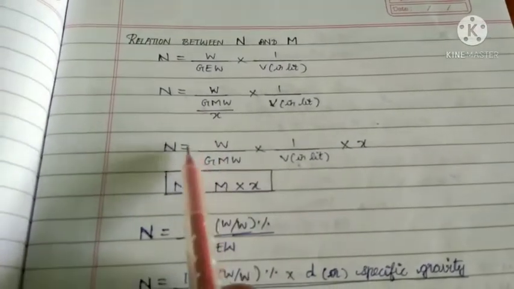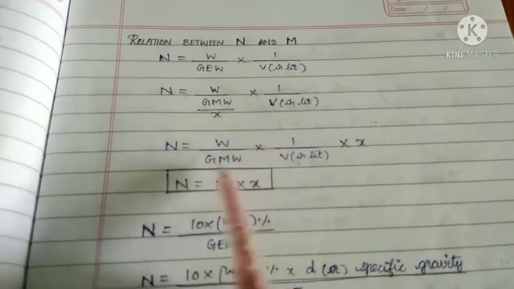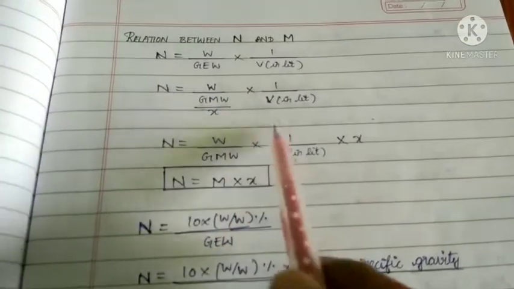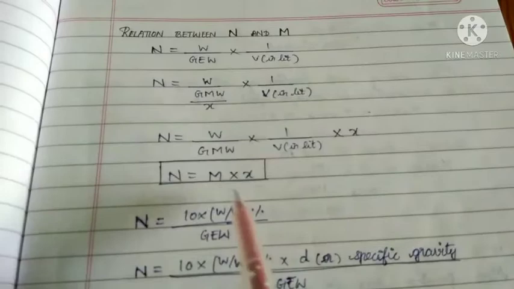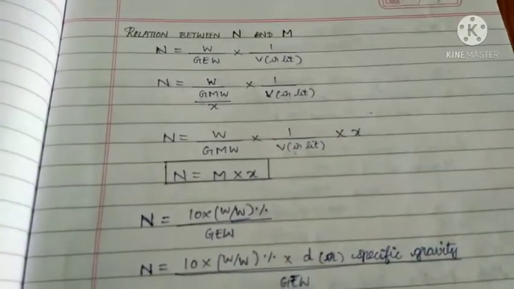And then if this X comes to numerator, then it can be written as weight by gram molecular weight into 1 by V in liters. So this is what? Molarity. So N equal to M into X. This is the important relation between normality and molarity.